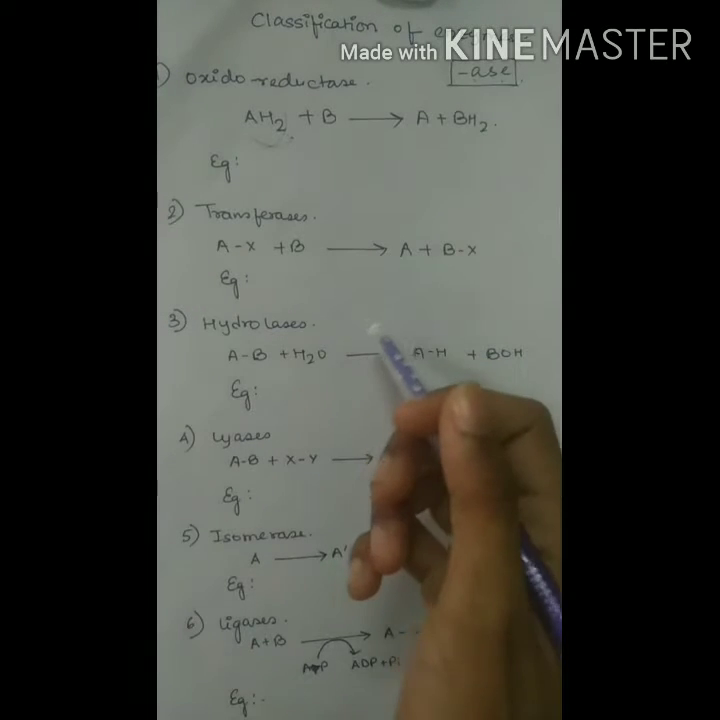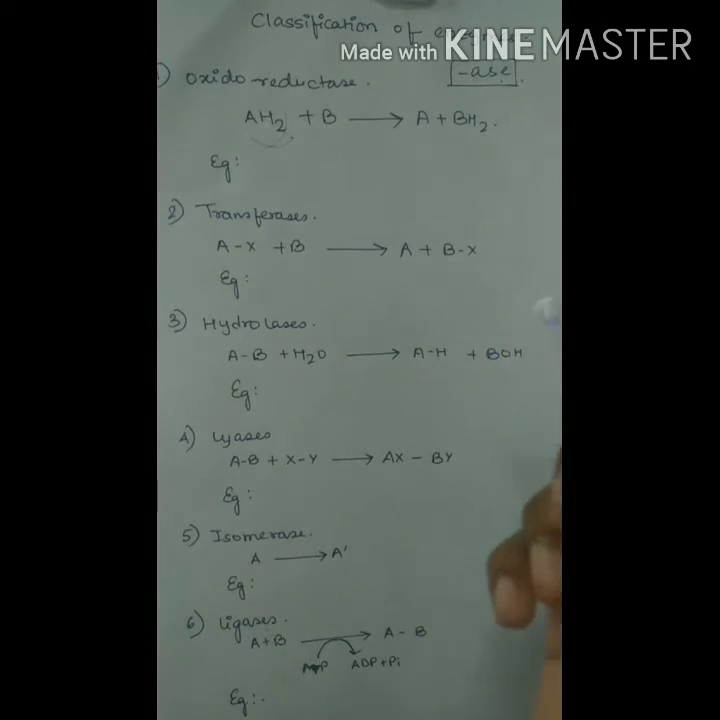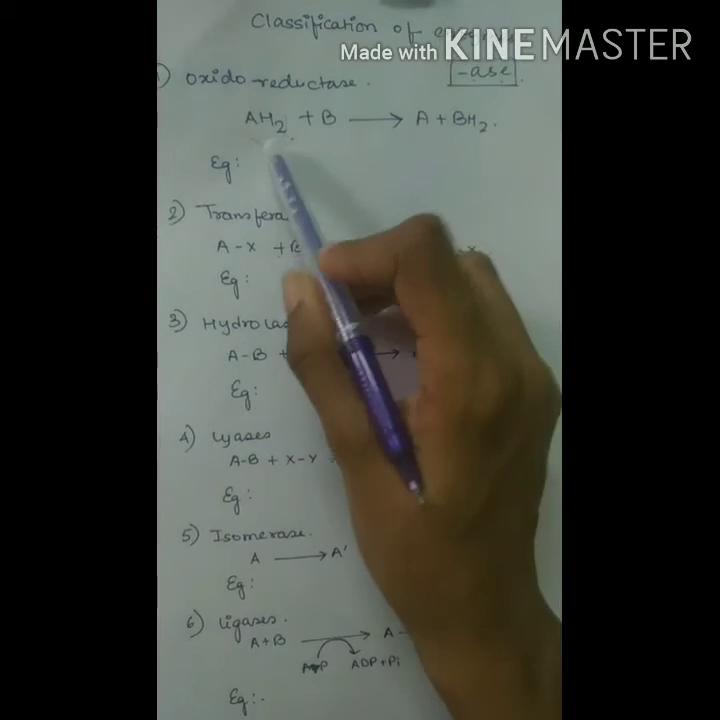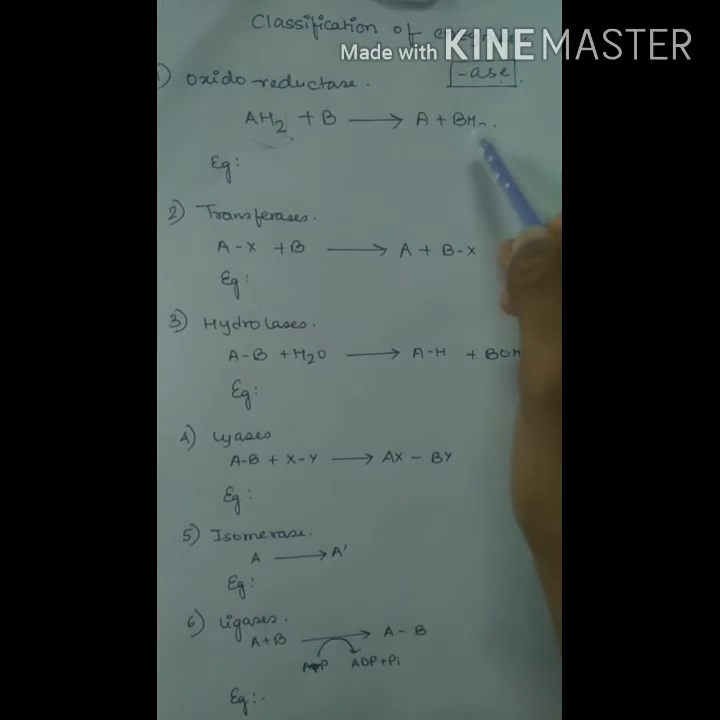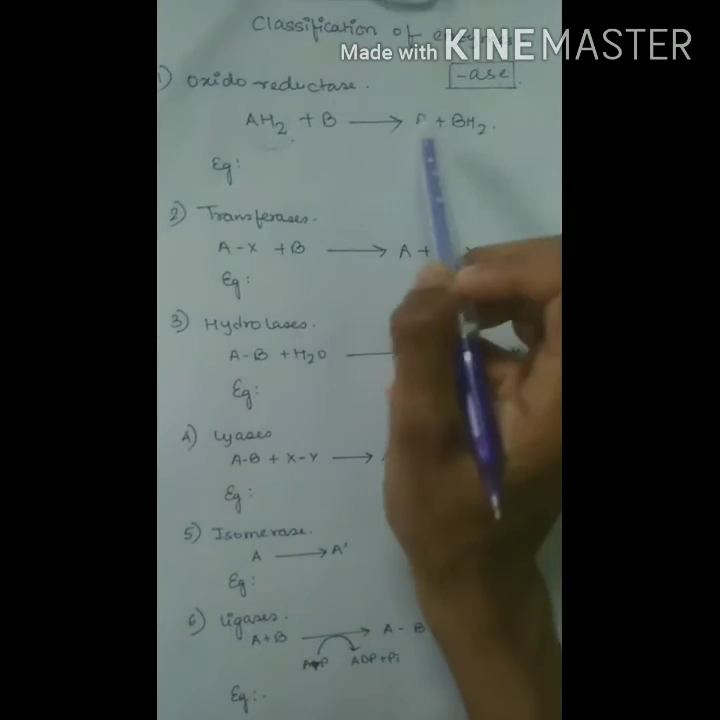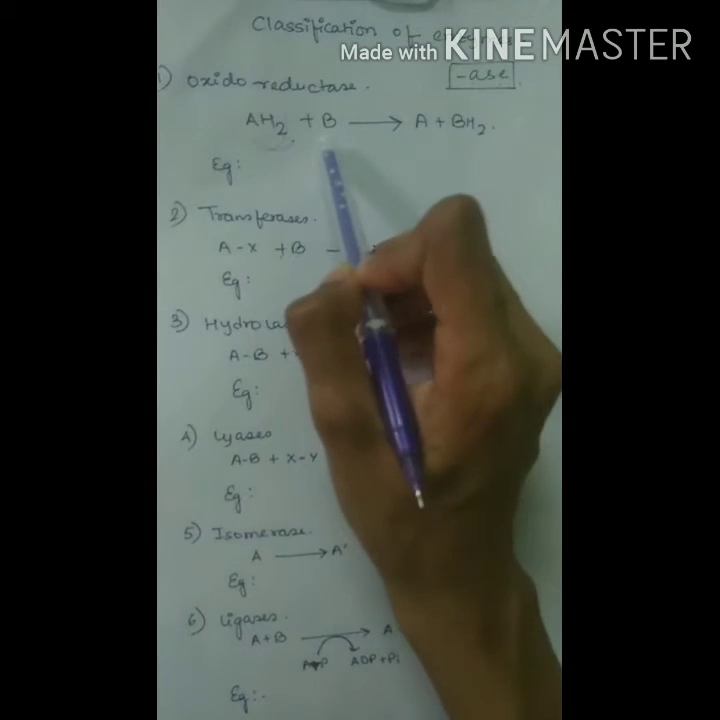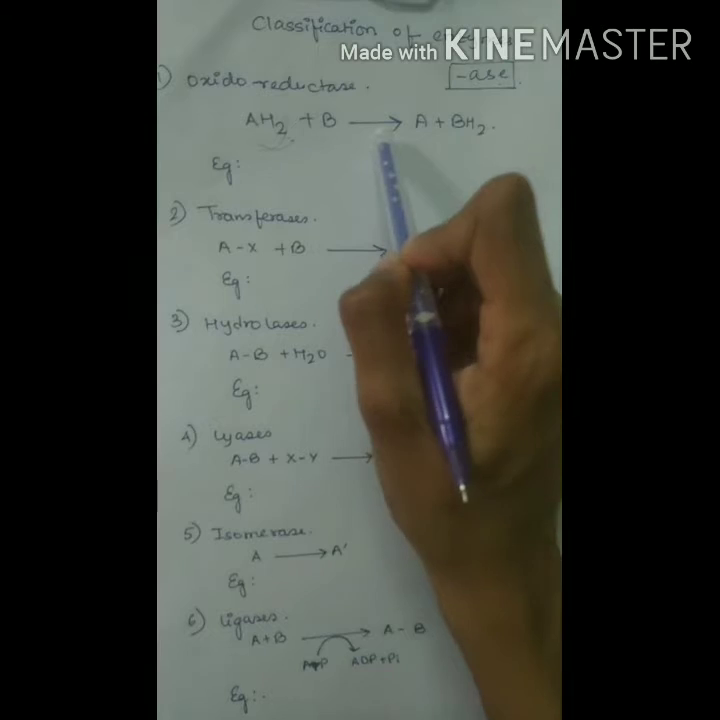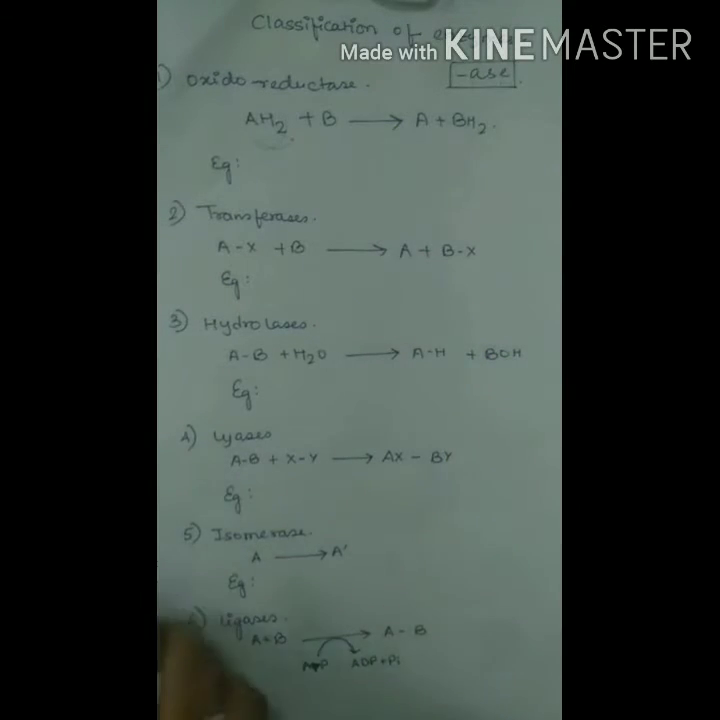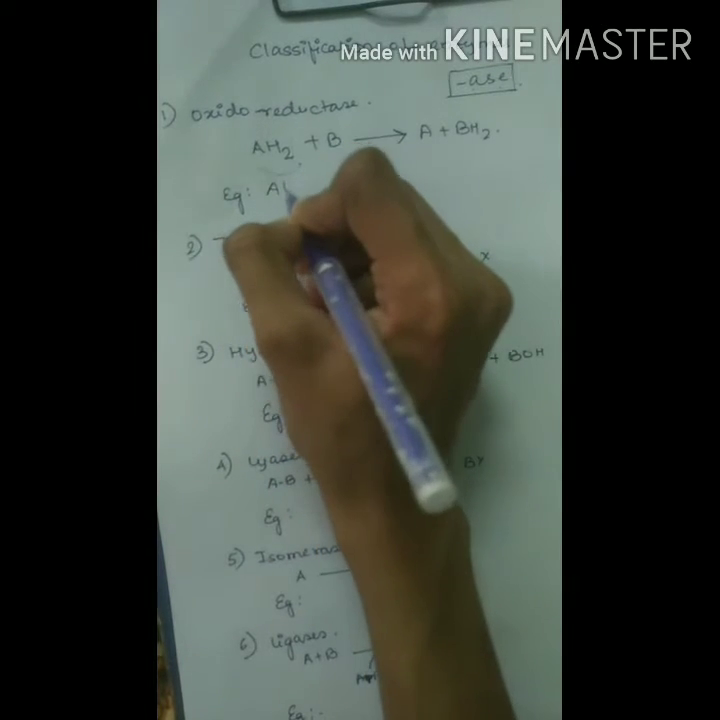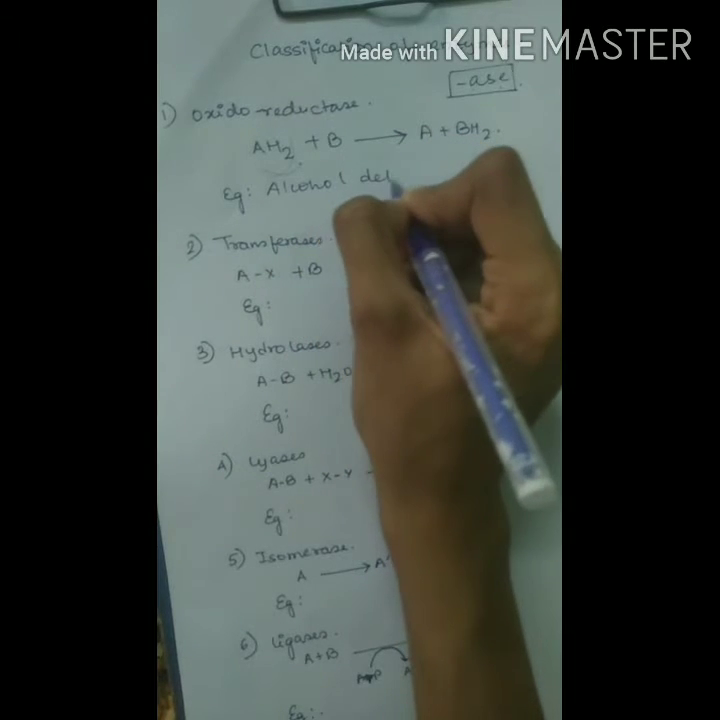Oxidoreductase is an enzyme that catalyzes oxidation reduction reactions. This takes place by the removal of hydrogen from AH2, which is being added to B. Here, AH2 is being oxidized to A and B is being reduced to BH2. And this is catalyzed by the oxidoreductase enzyme. An example of oxidoreductase is alcohol dehydrogenase.